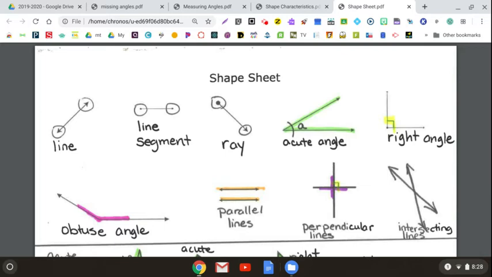Now there is one angle that's missing, and that's the straight angle. And remember, it looks like a line. It's just a straight line, and it's 180 degrees. A straight angle is 180 degrees.